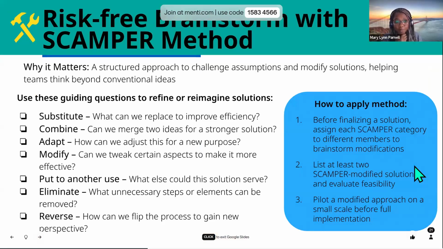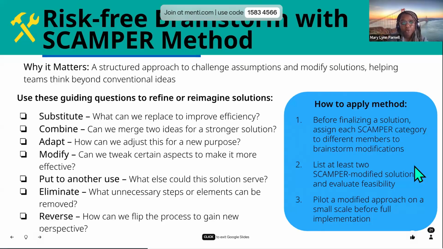All right. So now we're moving into the risk-free brainstorming with the SCAMPER method. And what is the SCAMPER method? We're going to talk about that. But this is our structured approach to challenging assumptions and modifying solutions that will help our teams think beyond conventional ideas. So here are the guiding questions that we use to refine or reimagine solutions.